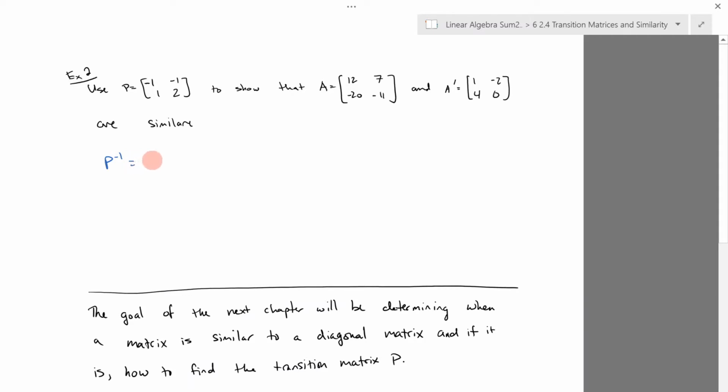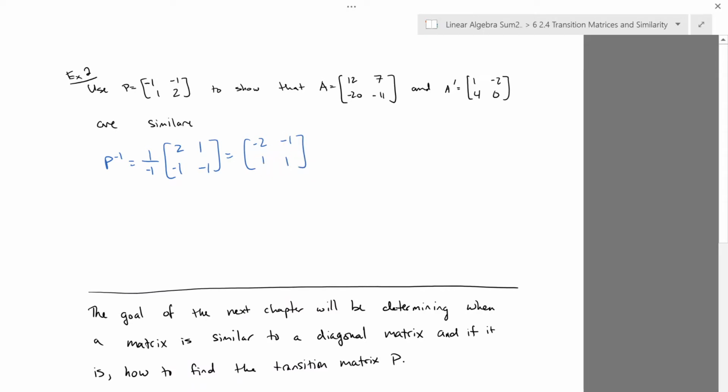So P inverse is 1 over the determinant. So what is the determinant? It's -2 minus a -1, so that becomes -1. And then I switch these two, so 2 minus 1, then minus 1 becomes +1, this becomes -1. So what do we get as P inverse? This is -1, so -2, -1, 1, 1.